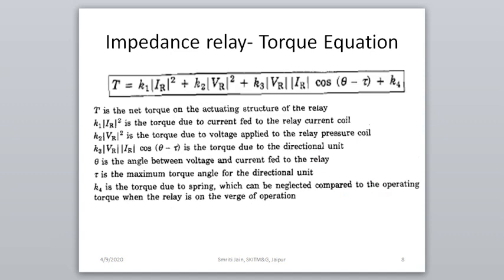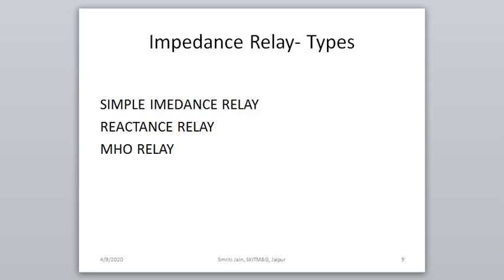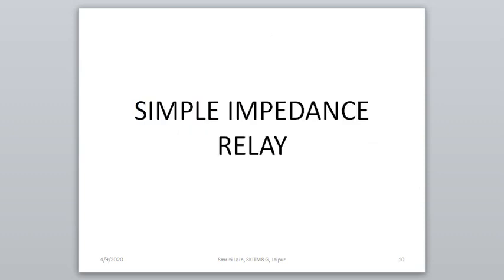This impedance relay torque equation can be expressed by this, in which four constants are there: K1, K2, K3 and K4. Three constants are due to current, voltage, and the directional element which is energized by voltage as well as current. And the fourth element, that is K4, is the torque due to the spring. So impedance relays can be of three types: simple impedance relay, reactance relay and Mho relay. We'll see them one by one.